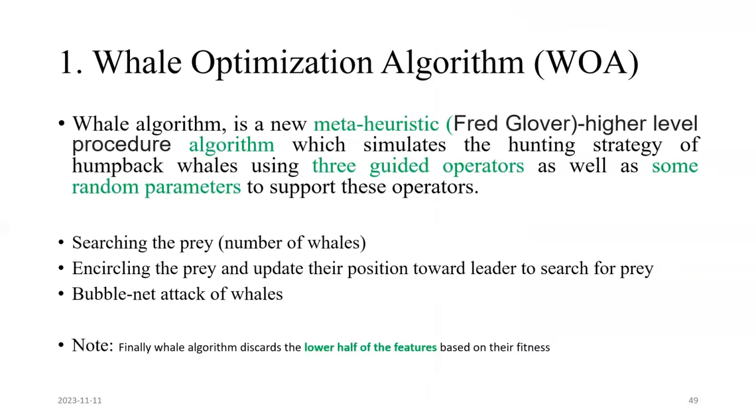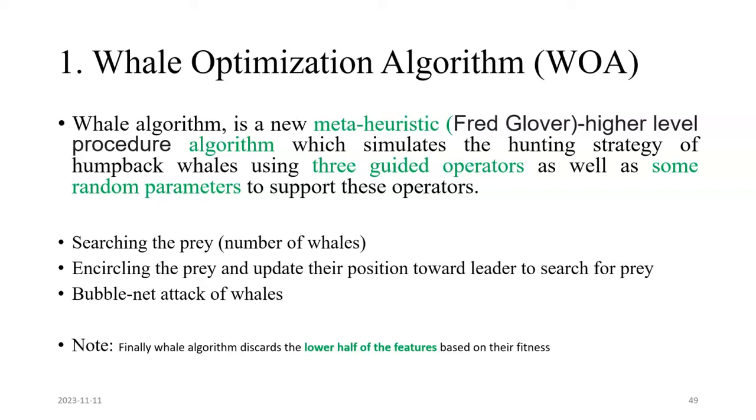So let's see the whale algorithm. What does it do? The whale algorithm is very interesting, and it's a meta-heuristic algorithm which is bio-inspired, not rule based. It is based on heuristics. It works in three steps. For example, the whale first searches for the prey, and then it encircles the prey and updates the positions towards the leader, and after that it makes a bubble-net attack, right? So these three steps are there, and we also follow a similar approach.